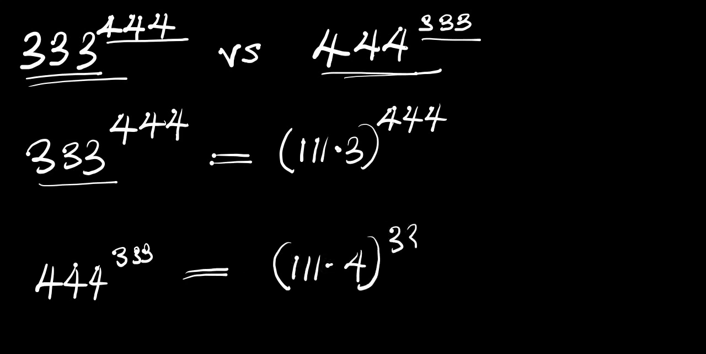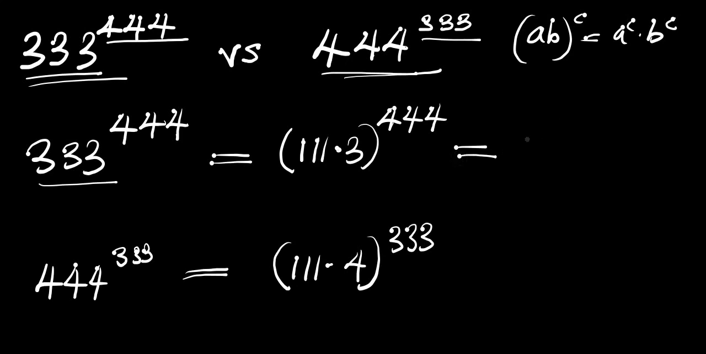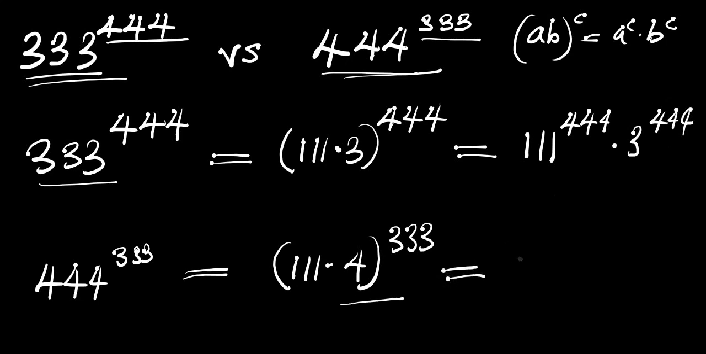Now if you have something like AB raised to the power of C, this equals A power C times B power C. Now we are going to apply that identity right here. That means we are going to have 111 raised to the power of 444 times 3 raised to the power of 444. Now we apply the same identity right here. We are going to have 111 raised to the power of 333 times 4 raised to the power of 333. Now let's proceed.